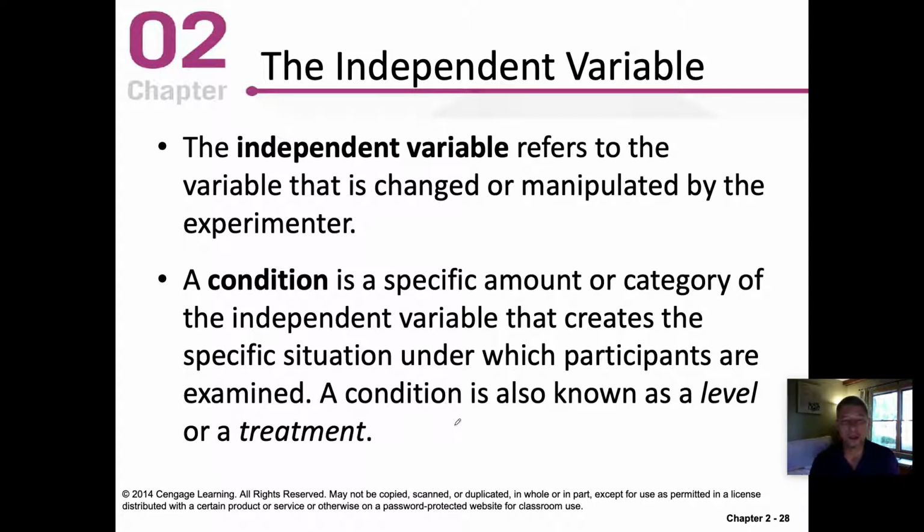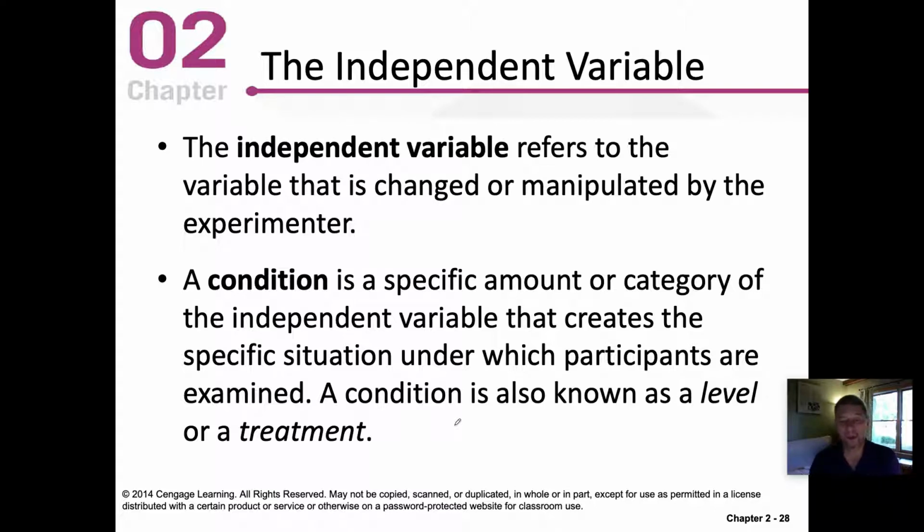Now, each of the possibilities is what we call a condition. A condition is a specific amount or category of the independent variable that creates the specific situation under which participants are examined. The conditions in the previous experiment were diet A, which was all lettuce leaves, diet B, where everybody ate peanuts, and diet C was the control, where there was no change in the diets at all.